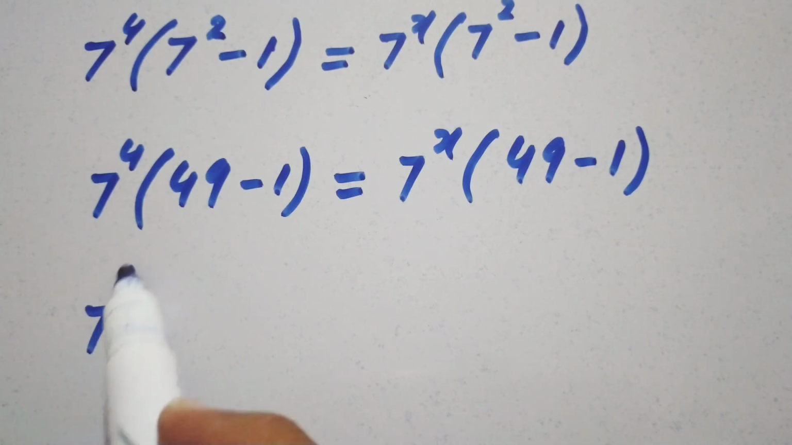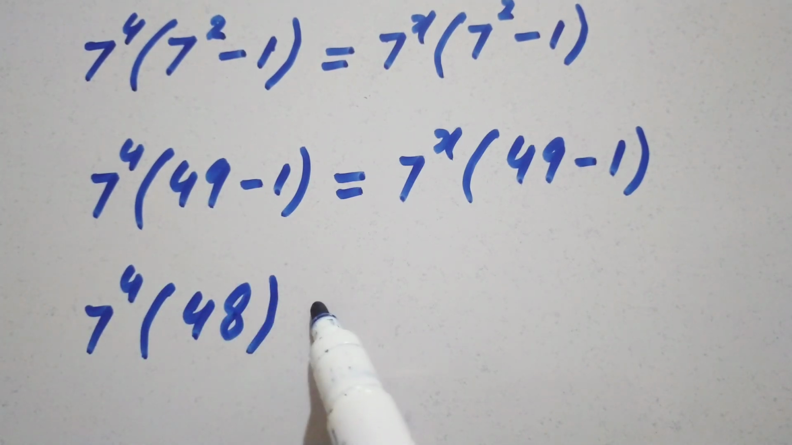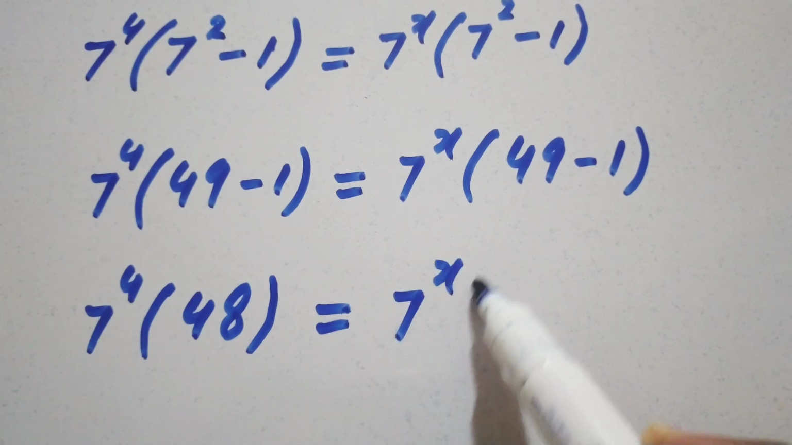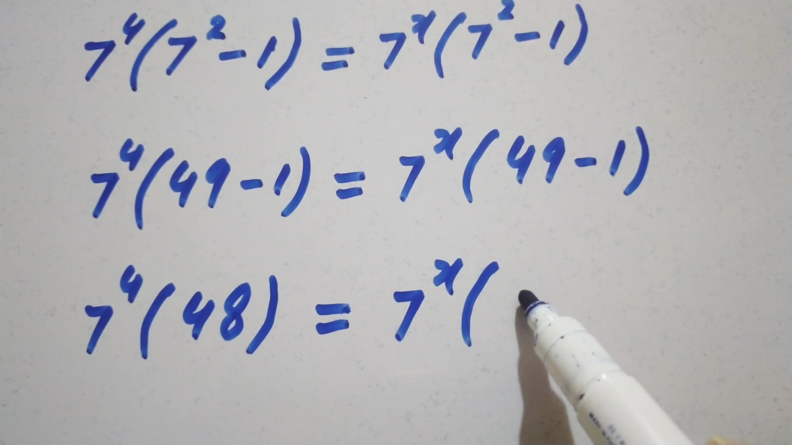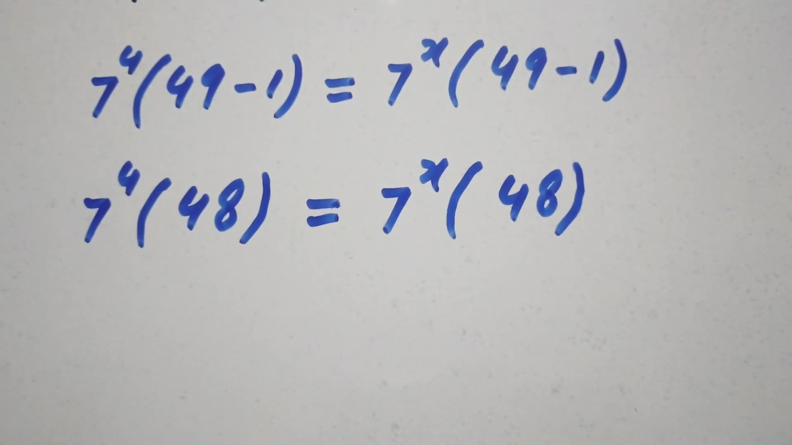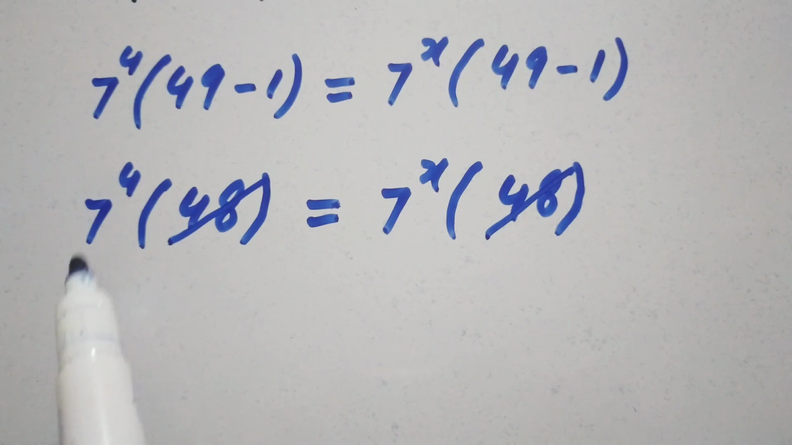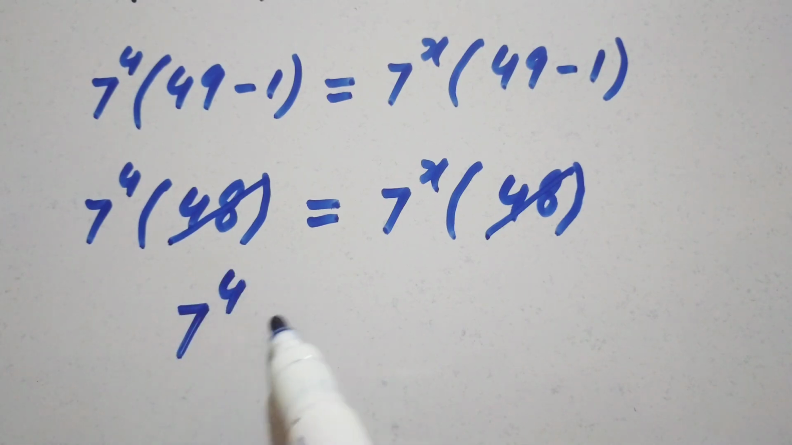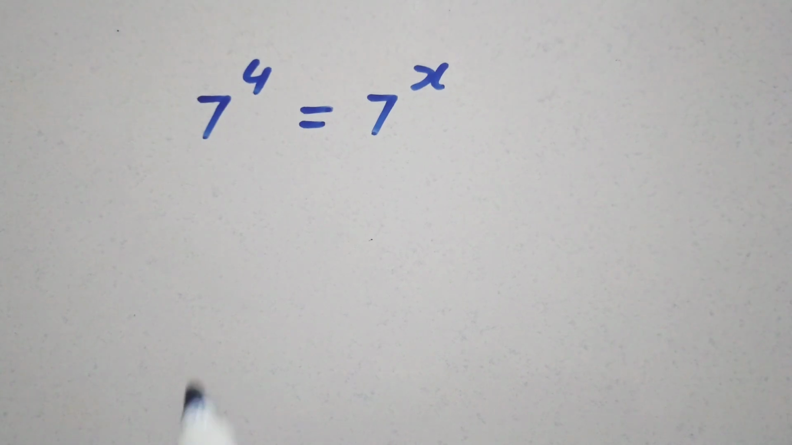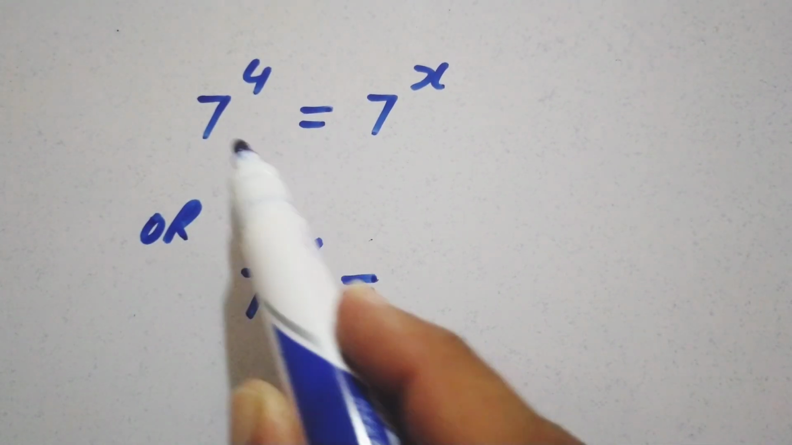Now 7^4 into 49 minus 1, we get 48, is equal to 7^x, 49 minus 1, we get 48. Now dividing both sides by 48, this 48 and 48 cancel out each other, and here we are left with 7^4 is equal to 7^x. Or we can write this as 7^x is equal to 7^4.